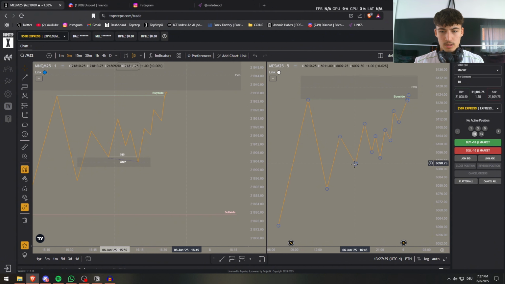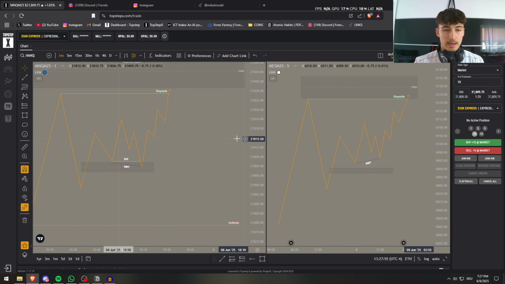So wait, is this the low? Yeah. So maybe let's say there's also a fair value gap. Boom. And wait, this one we have an SMT because ES doesn't make it. And what I'm trying to catch right now is a change in state, maybe implemented with a lower time inverse fair value gap to this buy side liquidity.